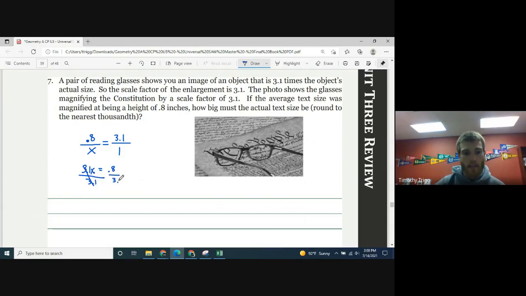This will give us the size of the original text. So on my calculator, 0.8 divided by 3.1 gives me that the original text was 0.258. We're going to round to 3 decimal places because it says so, nearest thousandth. That's 3 decimal places. So in our case, the original text is 0.258 inches.